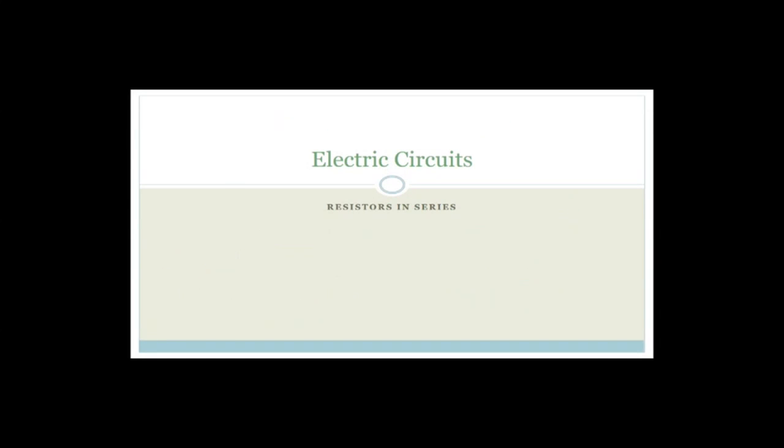Right, let's carry on. So now let's talk about resistors in series. This is when we add resistors one after the other in a circuit. Now I want to draw this for you. So here we go. I'm going to draw something for you. We've got a little battery. And then I'm going to put an ammeter here. I'm going to call it ammeter one.